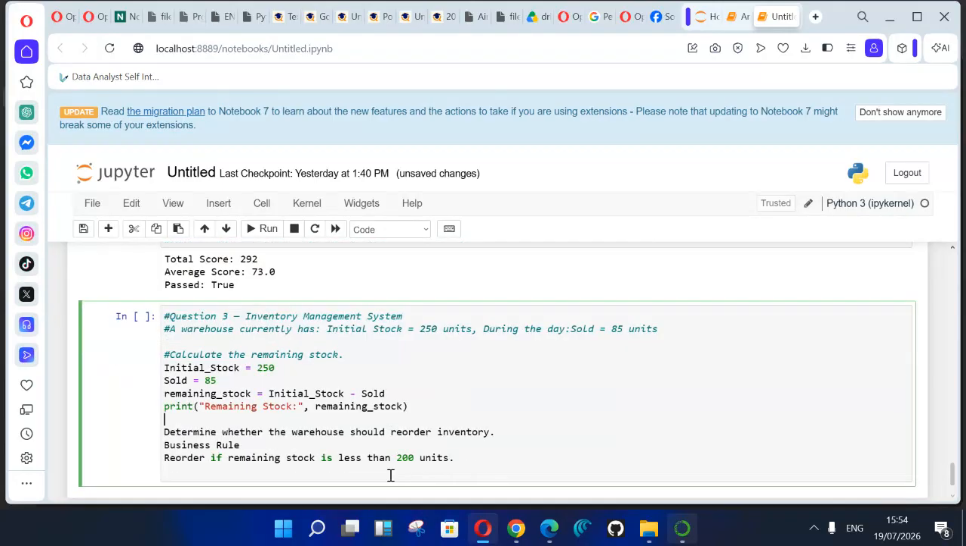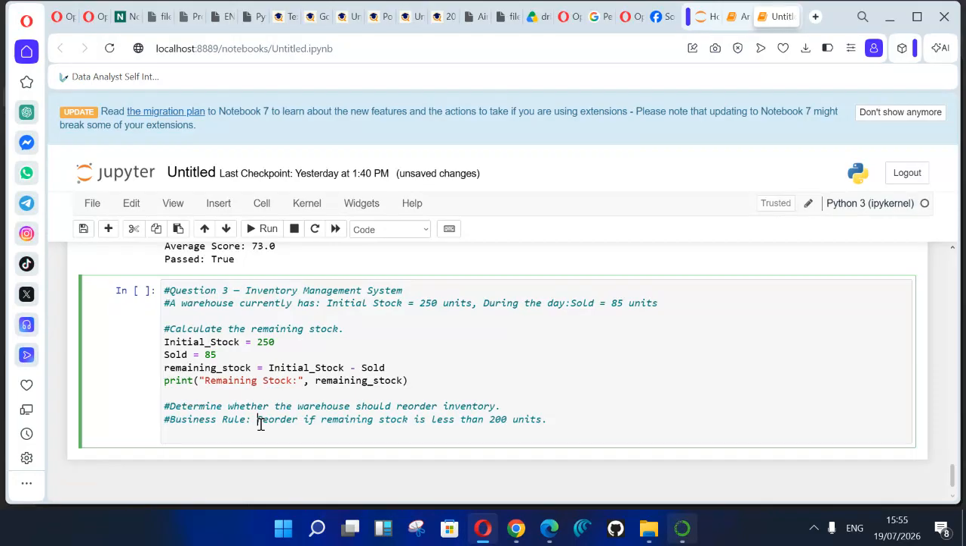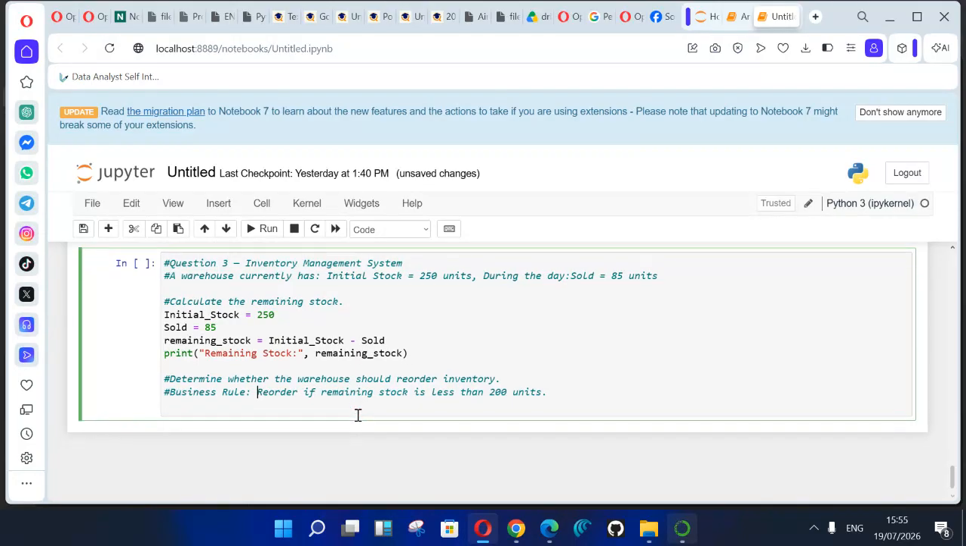So the next question: determine whether the warehouse should order inventory. There should be a rule for this. Reorder inventory business rule. Let's say this is the rule: if the stock is less than 200, that is when we should reorder. So you're now going to say reorder if.